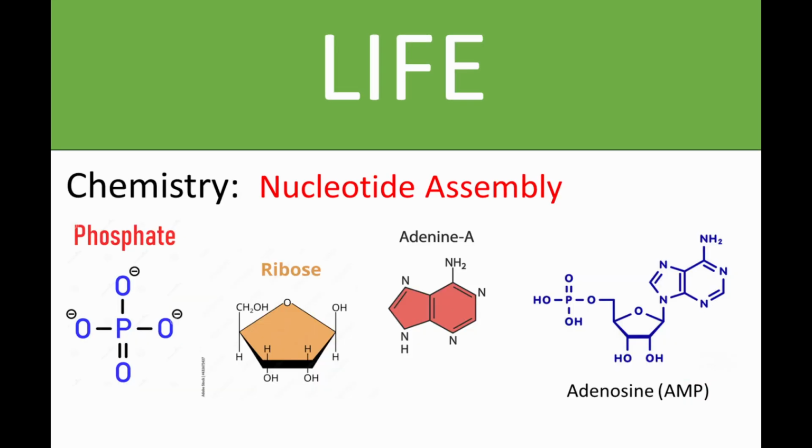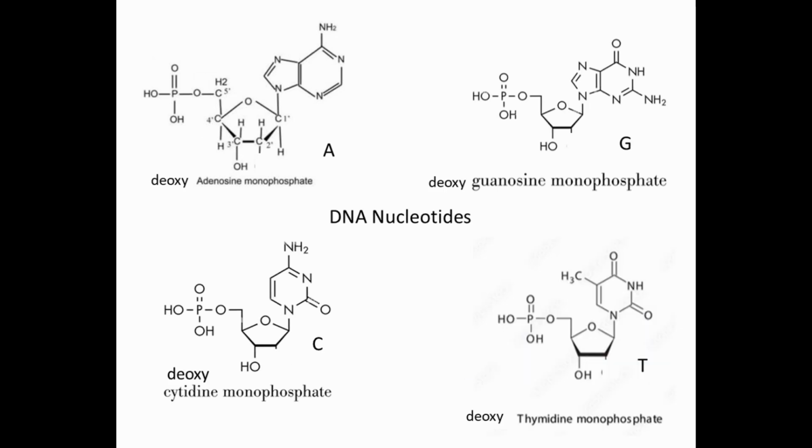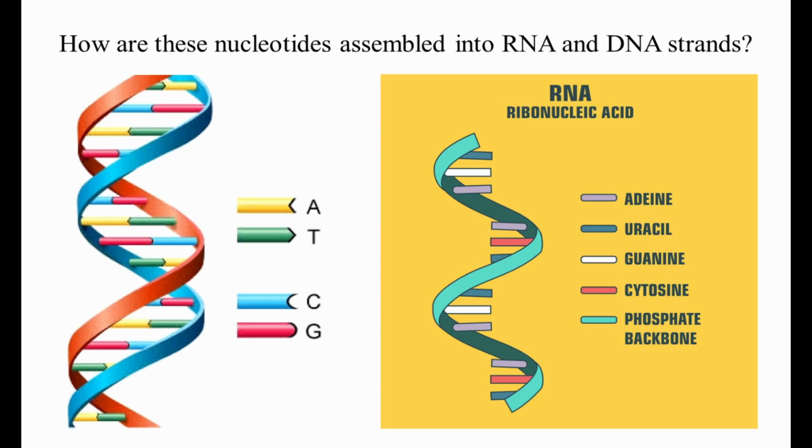In my prior video, I showed the synthesis of the RNA nucleotides: adenosine A, guanosine G, cytidine C, uridine U, and the DNA nucleotides deoxy-adenosine A, guanosine G, cytidine C, and thymidine T. So, how are these nucleotides assembled into RNA and DNA strands?